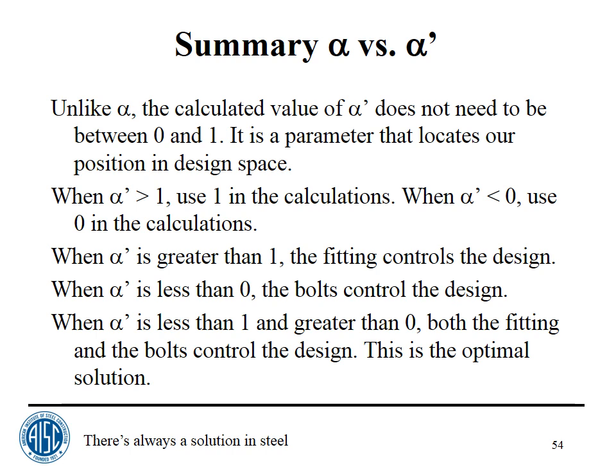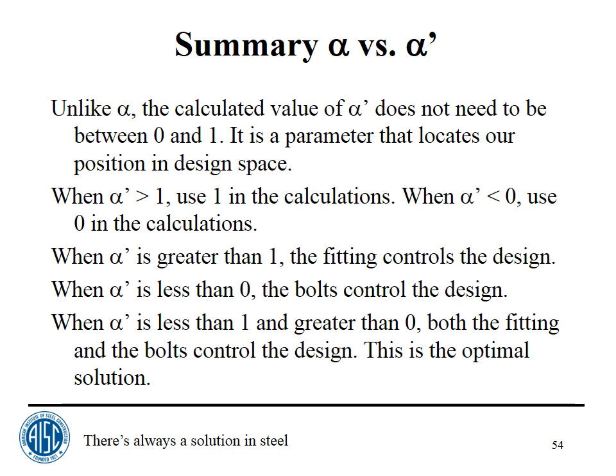All right, summary of all this stuff on alpha and alpha prime. Unlike alpha, the calculated value of alpha prime does not need to be between 0 and 1. It is a parameter that locates our position in design space. When alpha prime is greater than 1, I mean the physical alpha itself can't exceed 1, so use 1 in the calculations. When alpha prime is less than 0, use 0 in the calculations.